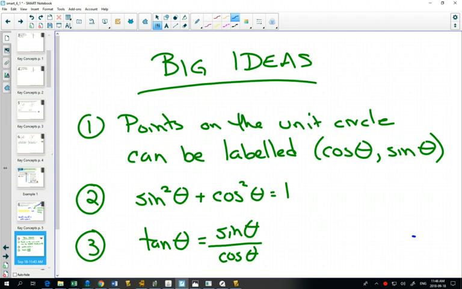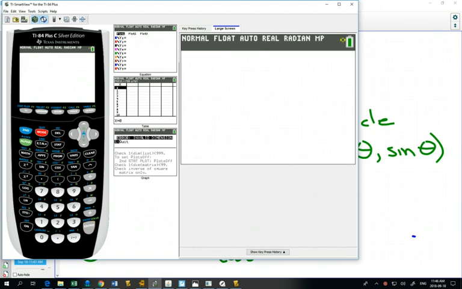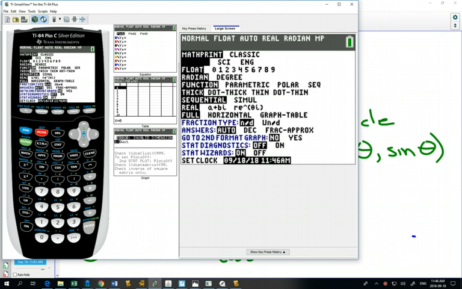So these become our 3 big ideas for the unit. And a lot of math happens as a result of this. In fact, we can do a lot of math now without our calculator that we normally had to use our calculator. Well, let me check to make sure my calculator is in degrees. My calculator is not in degrees. So I will change it to degrees.